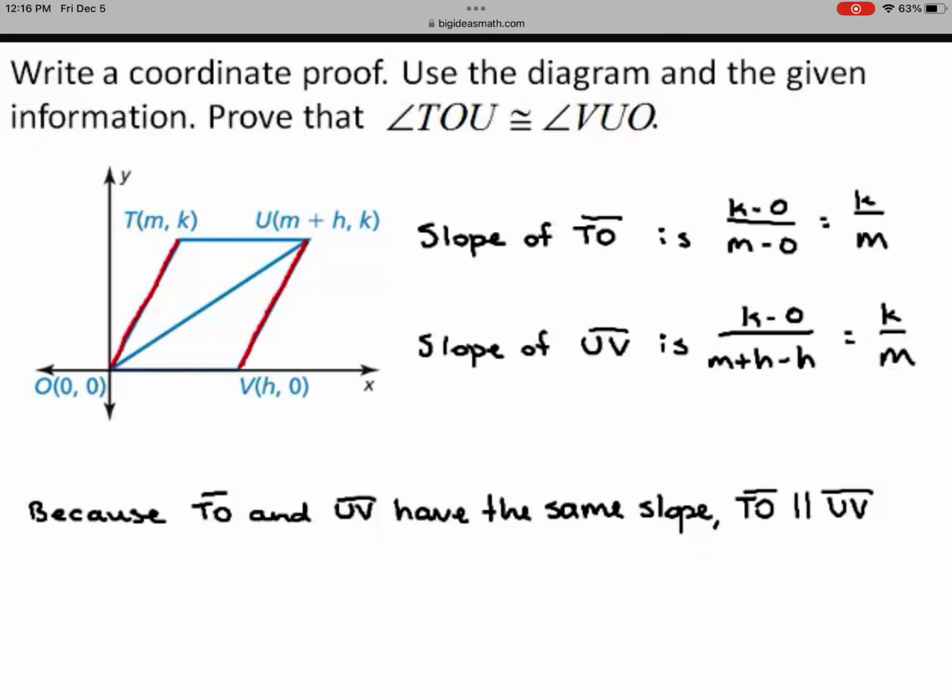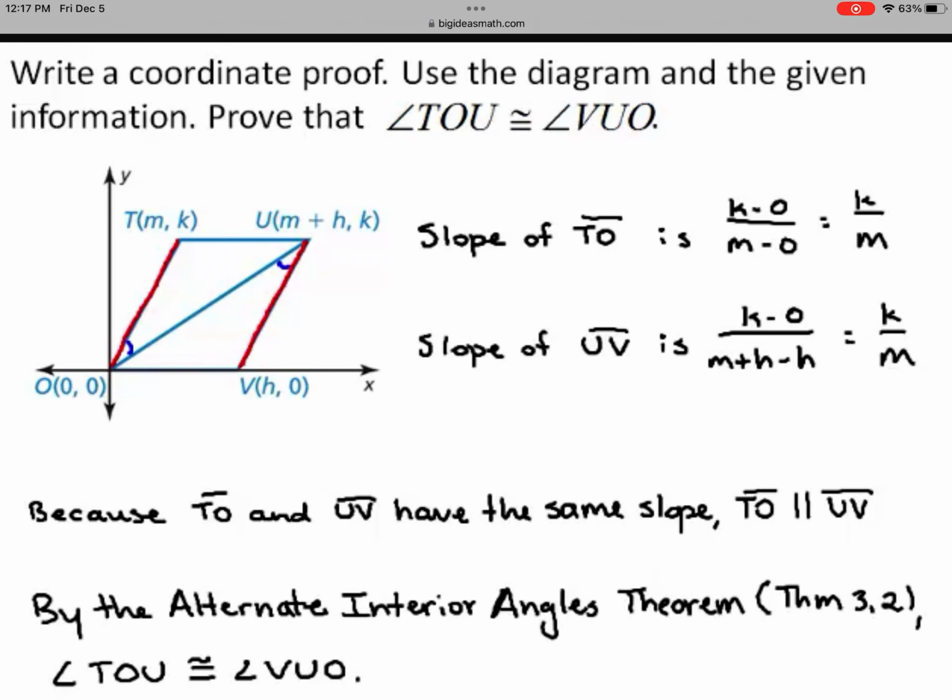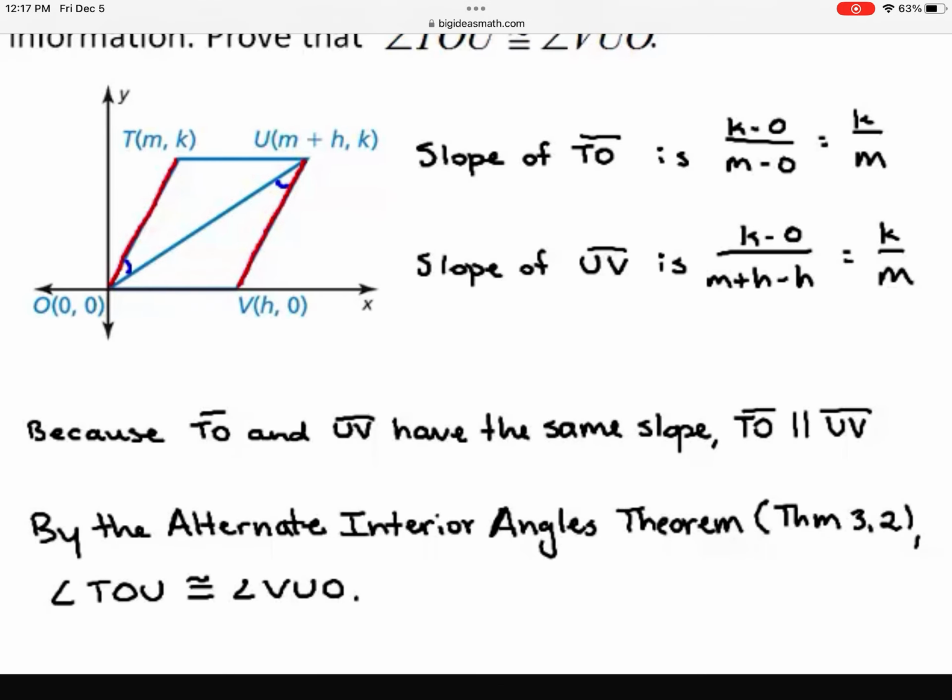So because line segment TO and line segment UV have the same slope, line segment TO is parallel to line segment UV. By the alternate interior angles theorem, angle TOU is congruent to angle VUO. Looking at the diagram, these two angles are alternate interior angles because they lie on opposite sides of the transversal and inside the two parallel lines.